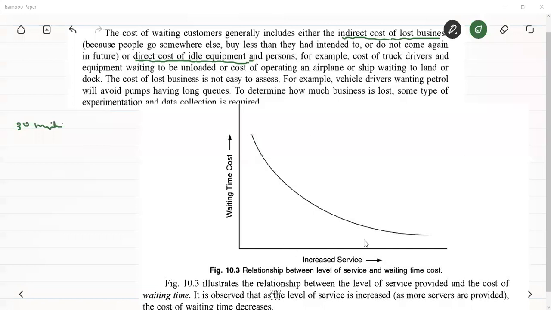Or rather, you can see that on this x-axis there is increased service. So the better the service, the waiting cost is going to decrease. If I take an example of this point, here the level of service is not good, so the waiting cost is very high.